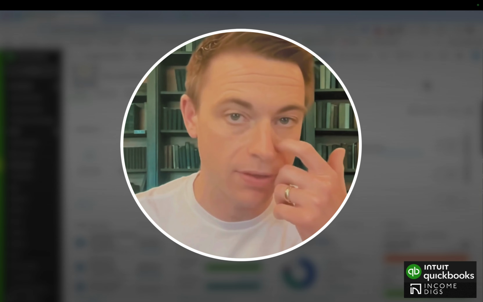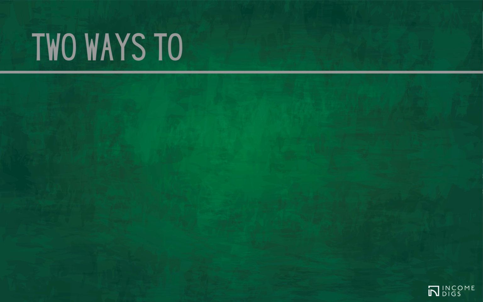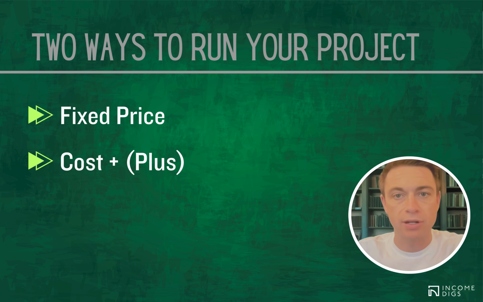Let's dig into it right within QuickBooks Online, thinking about invoicing. Now, there's really two ways that you can run your projects. You can run them as fixed price or cost plus. And the way that you're going to run them will determine how you're going to invoice. To be honest with you, the former is a little bit easier, being the fixed price.